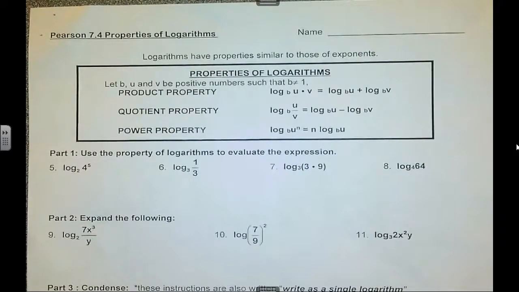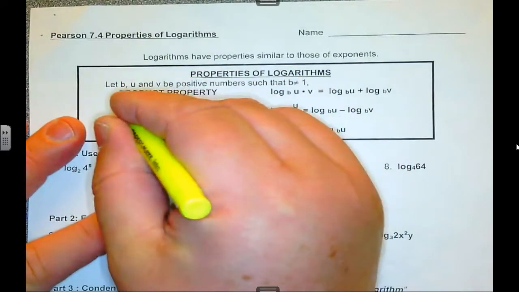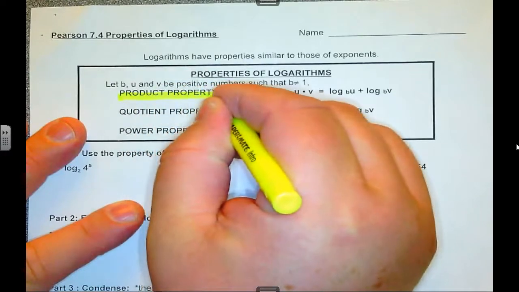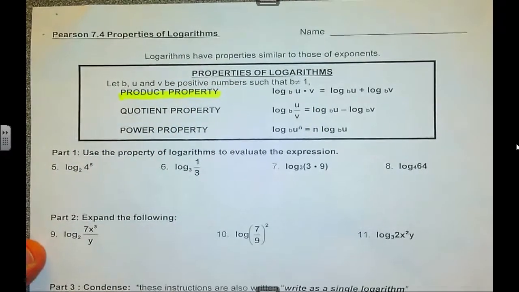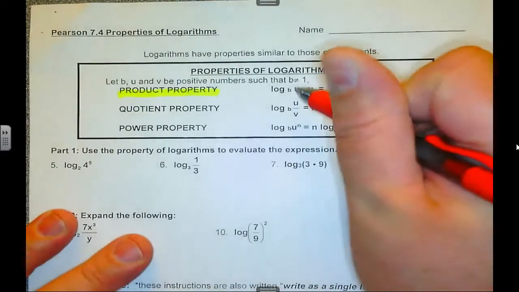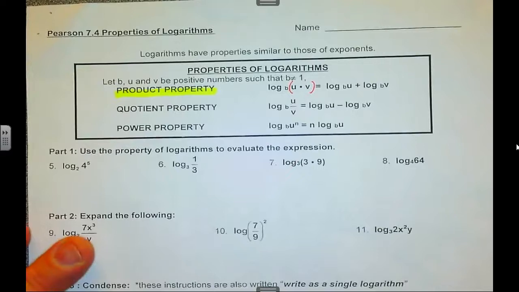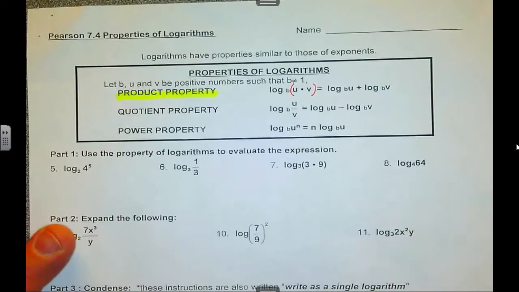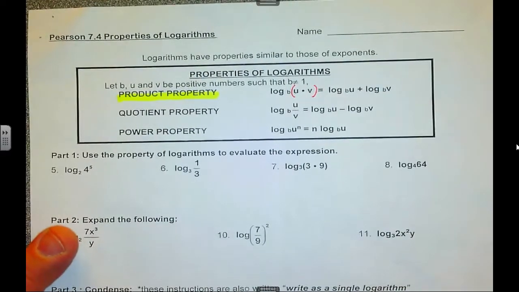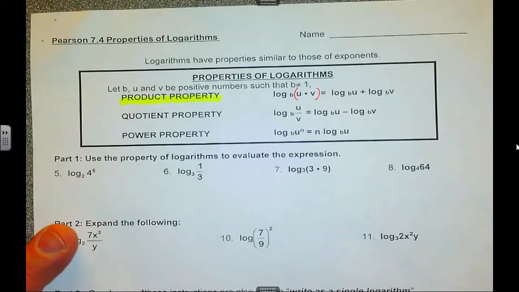Okay, 7.4 properties of logarithms. Here's the product property. Actually, they're graded. I just got to put them in. Log base b of u times v. These are usually put in parentheses unless it's just one term. Equals log base b of u plus log base b of v.